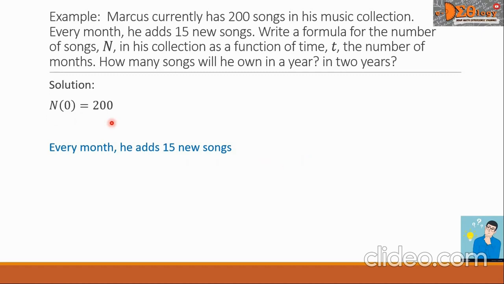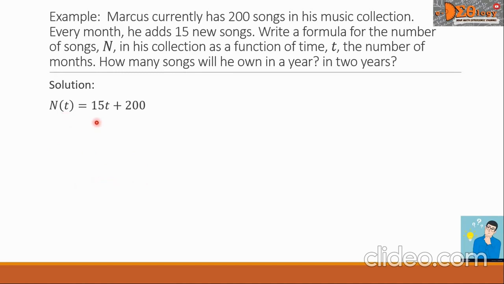Now, given in the problem that every month he adds 15 new songs. So we can write here N of t equals, the 200 is here. So every month represented by t will be multiplied to 15. So our formula is N of t equals 15t plus 200. We can see here that this is a linear function.